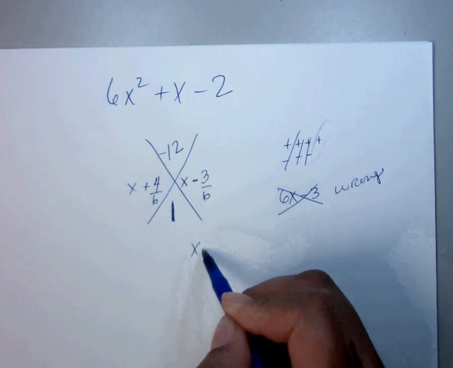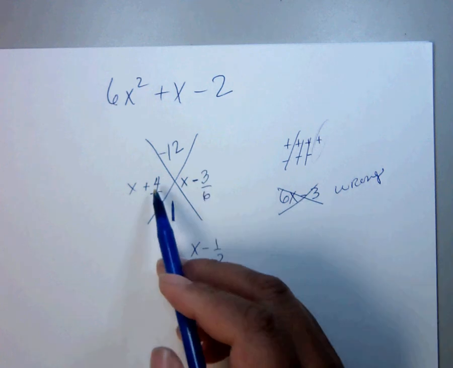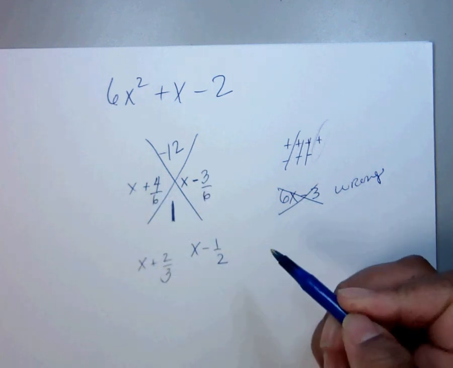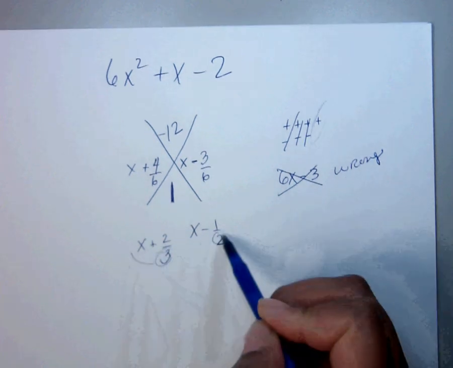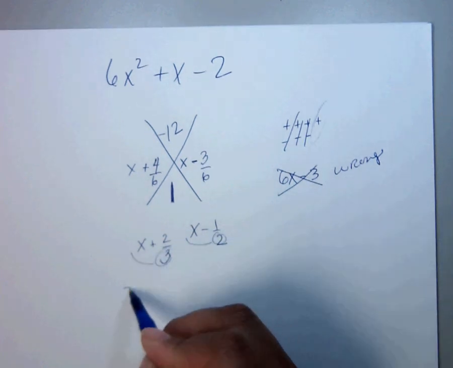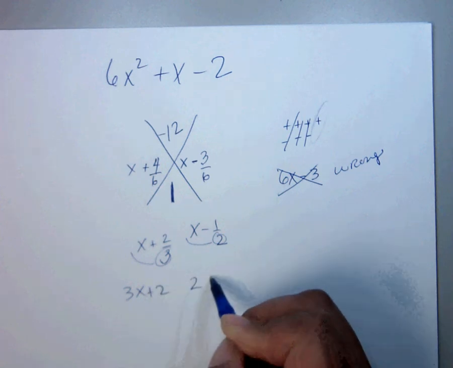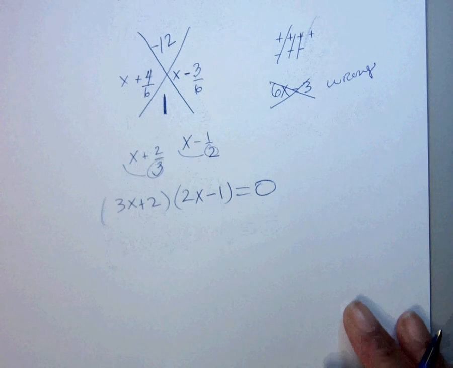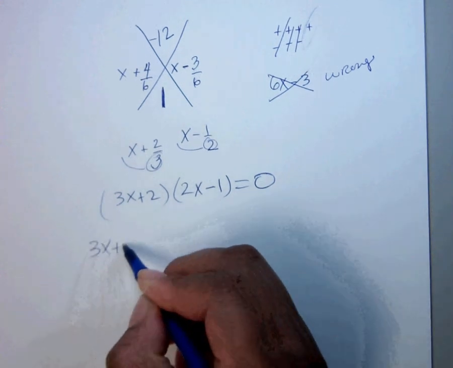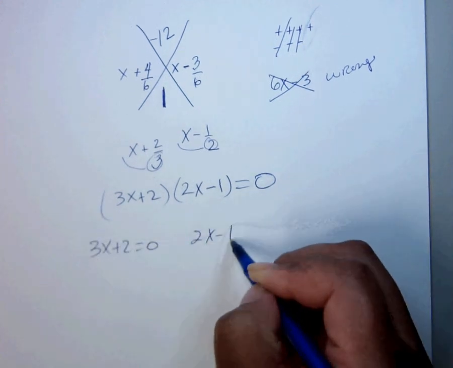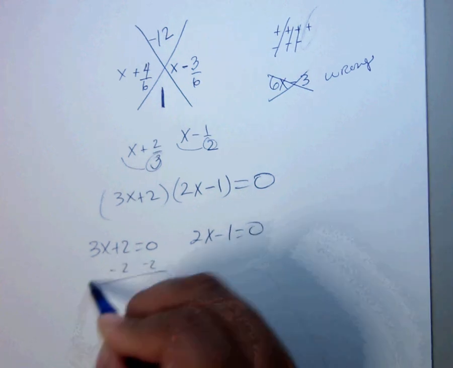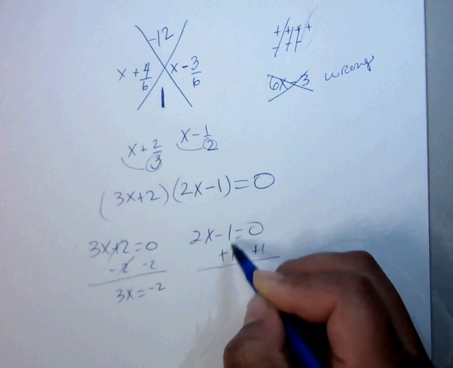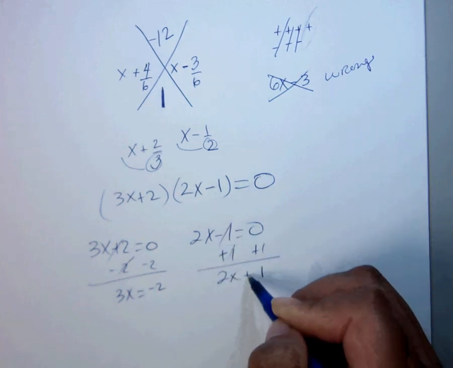So this one becomes 1/2, and this one becomes 2/3. Now you slide. You get 3x plus 2, 2x minus 1. When you set those equal to 0, you will get your solutions, your x-intercepts. Minus 2 plus 1. Sorry.